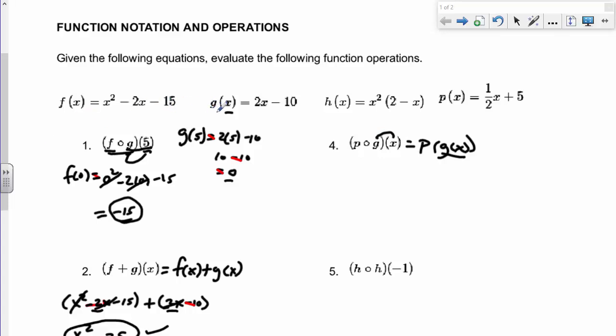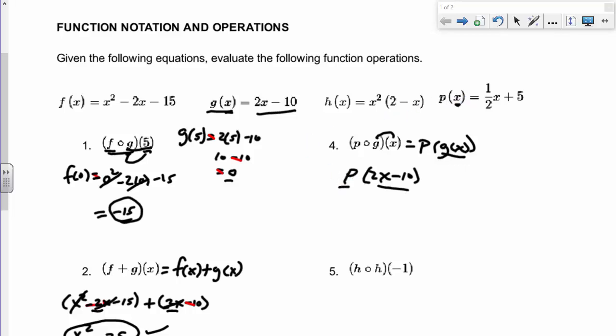Alright, as it turns out, we don't have to do that because g of x is already here. We already know what g of x is. This part right here is actually equal to 2x minus 10. So what I really have here is p of 2x minus 10. So 2x minus 10 is going to be the input for the function p.